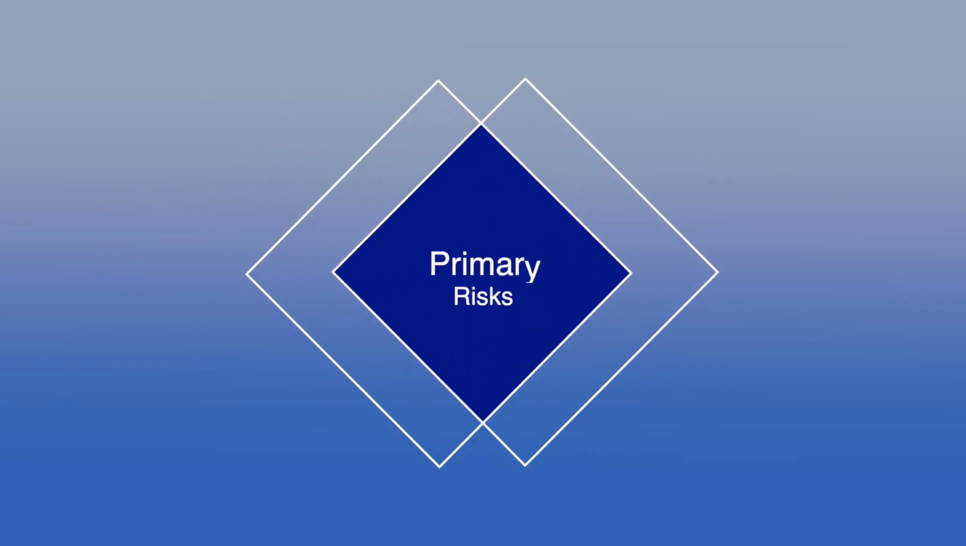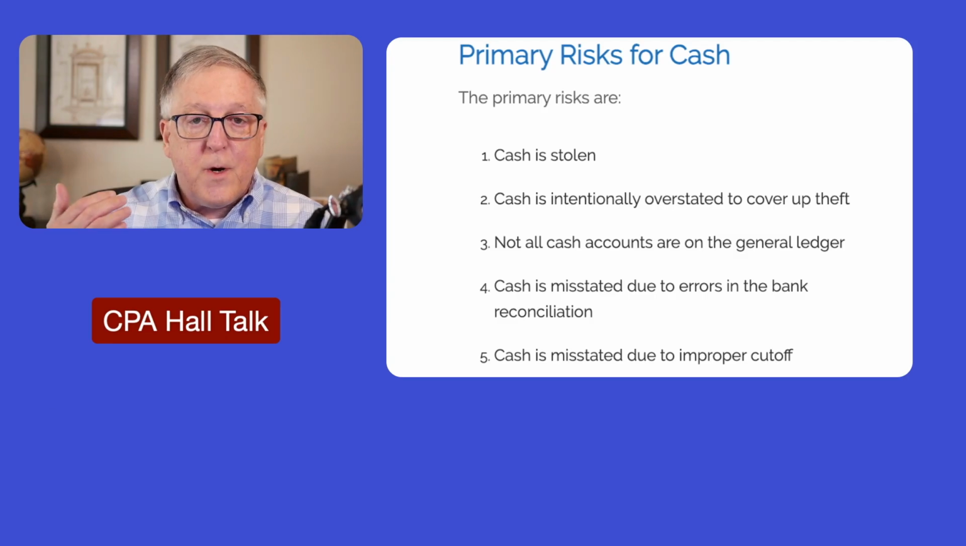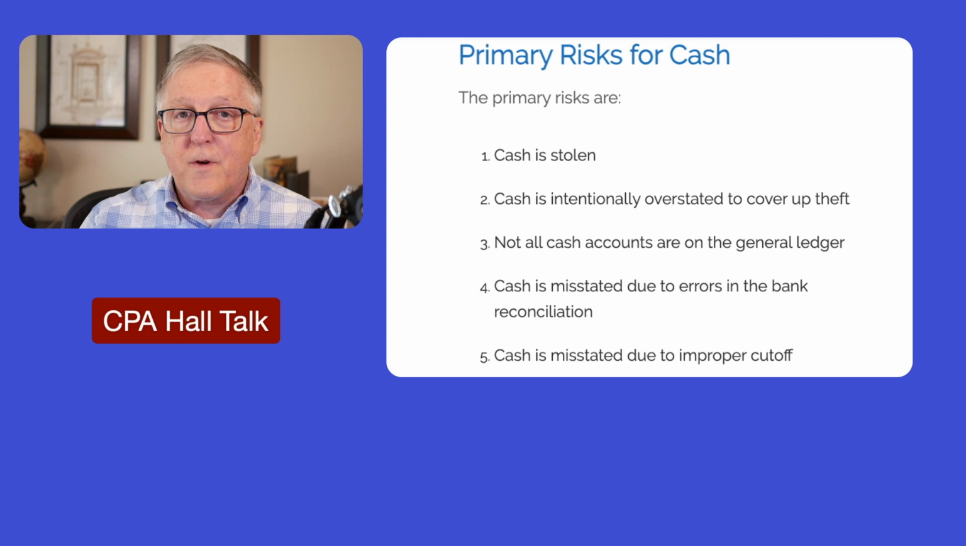So, what are the primary risks for cash? As you're performing the audit, you want to think about these potentials, and one is that cash is stolen. This is probably the most common risk in the cash area because cash is so easily taken. Secondly, that cash is intentionally overstated, as we just said. Third, that not all cash accounts are on the general ledger. So sometimes you may have a client that has another bank account that doesn't appear on the general ledger.